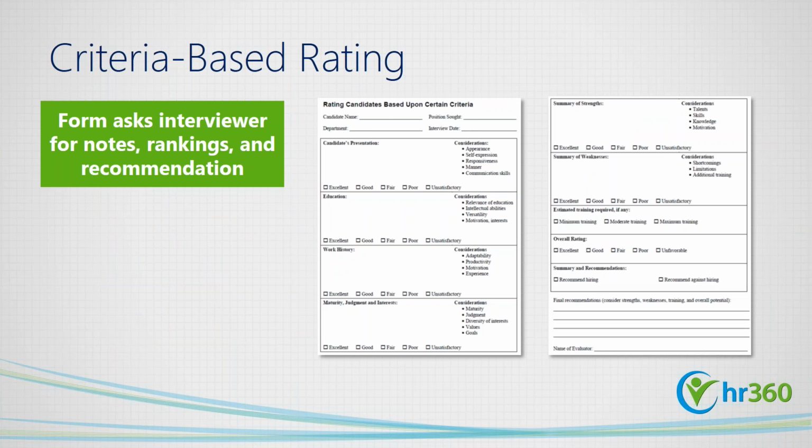So let's talk about criteria-based ratings. There are forms out there. Again, there are downloadable ones from your HR library for interviewing that ask the interviewer for notes, rankings, and recommendations. Obviously, what we're asking folks out there is to pick one that actually works for your particular company. And again, there are customizable, downloadable forms from your HR library. But again, you really have to think about your company, the position. It could be candidate's presentation, education, work history, and so forth. But they do have criteria in there. So it's important not to reinvent the wheel and potentially take advantage of some of these forms. Let's continue on.